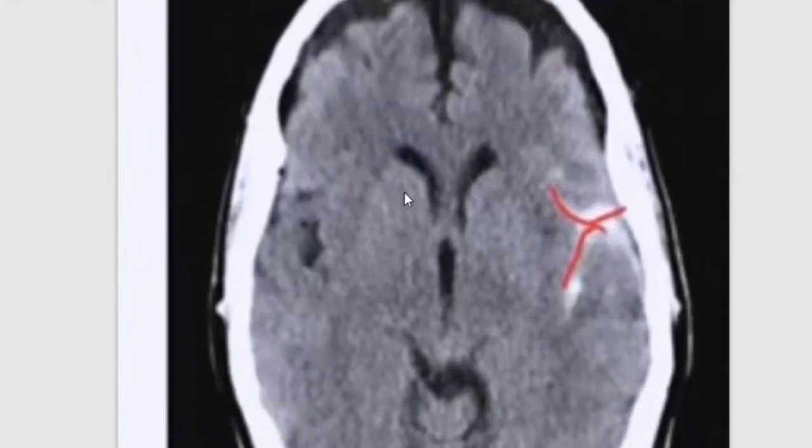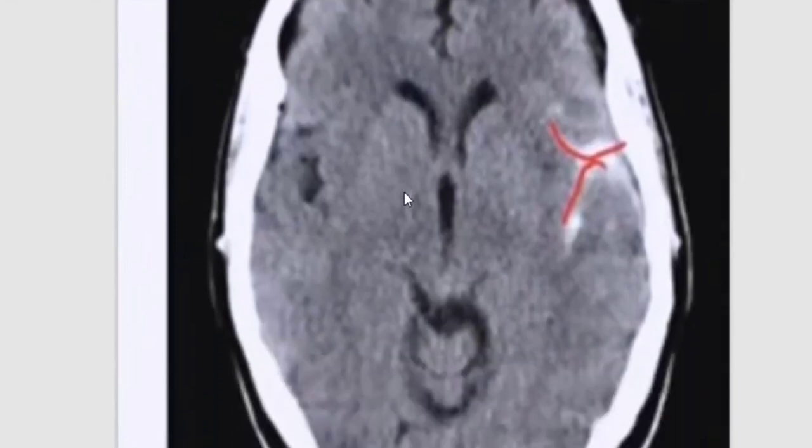So this is the axial section of CT brain showing the lateral ventricles. This is the third ventricle, and this is the Sylvian system. This is the Sylvian system. Here MCA is involved.